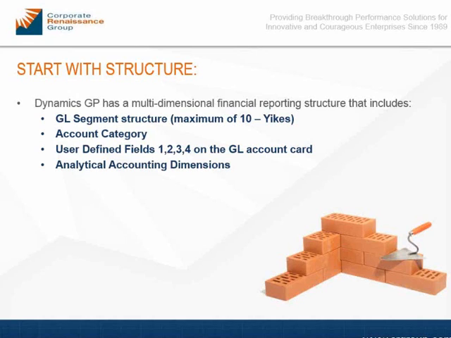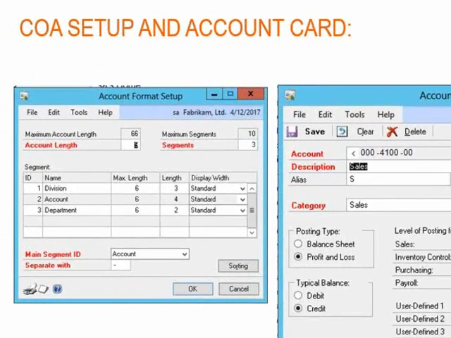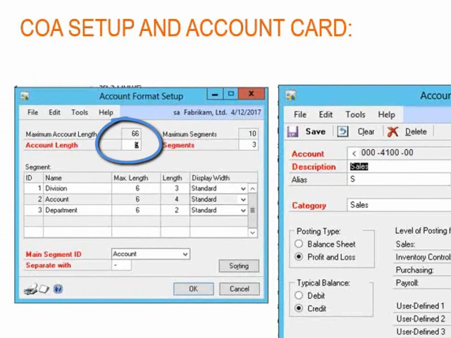as well. We can look at account categories. We can look at user-defined fields on the GL account card. And we also have analytical accounting. So let's just think about this for a second. If we look at the main screens in Dynamics GP, we know we've got the maximum account length of 66 characters. We know we can put up to 10 possible segments in the structure. Okay, that's good. But when we think about that segment structure, we need to also think about the other areas we can track and we can use for reporting and aggregation.